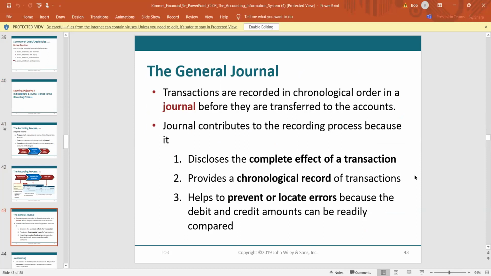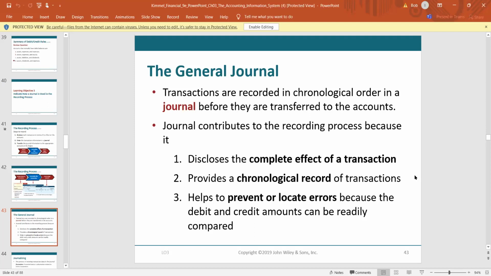The general journal. Transactions are recorded chronologically in the journal before they're transferred to the accounts. Transfer to the accounts means posting to the general ledger, okay? Posting is the act of permanently etching the general ledger with the transaction. Once you post something to the general ledger, which you can call the books, if you will, of the company, once you put something in the general ledger, you can't erase it, you can't remove it. You can only put in a correcting transaction to get you where you want it to be in the first place.